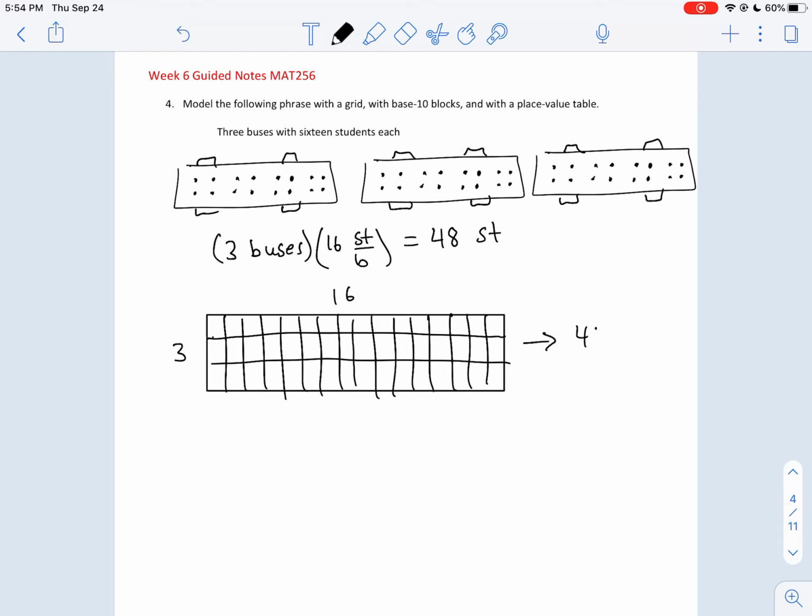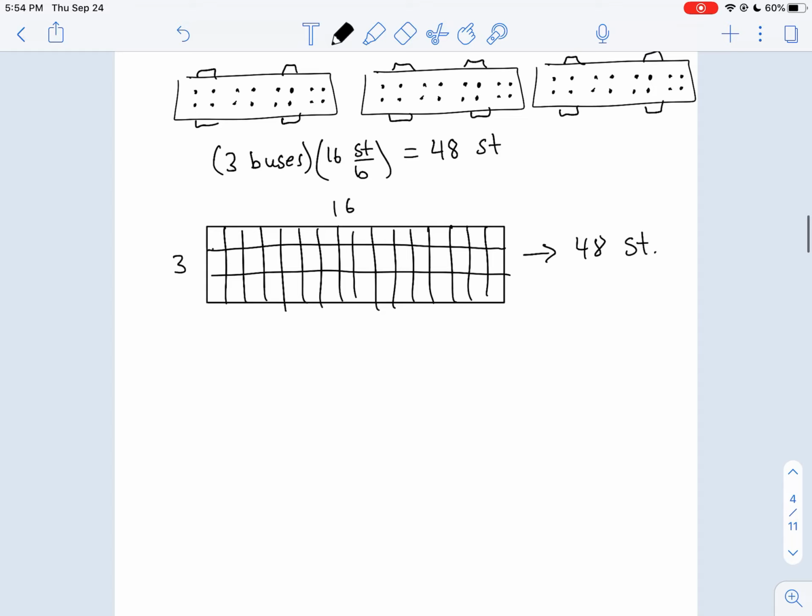And this yields, of course, 48 squares, which each square will represent a student. So I'll put ST for student. So this is how we modeled it with a grid. We're going to model it with base 10 blocks. So if I'm going to represent 16 students with base 10 blocks, we're going to have a 10 piece, and then I'll use dots for the 6 students.